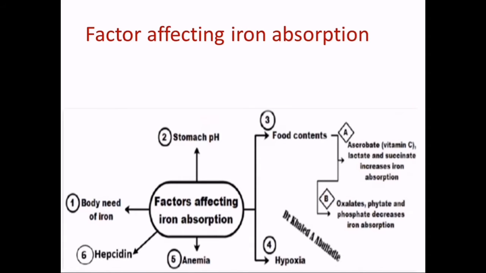Now, the factors affecting iron absorption. First, body need of iron, stomach pH, and food content. Ascorbate (vitamin C), lactate, and succinate increase iron absorption. On the other hand, oxalate, phytate, and phosphate decrease iron absorption. Hypoxia and anemia are the most important factors and are considered the masters of iron regulation. Hepcidin.